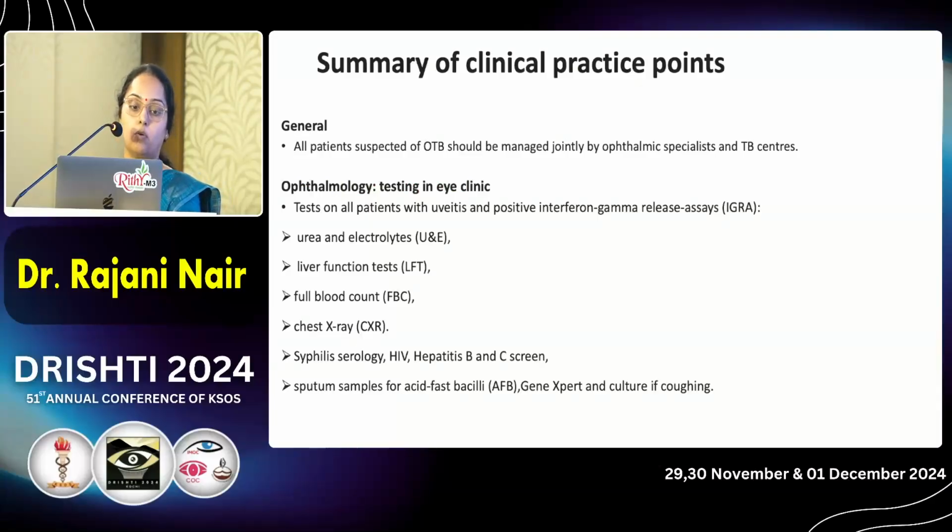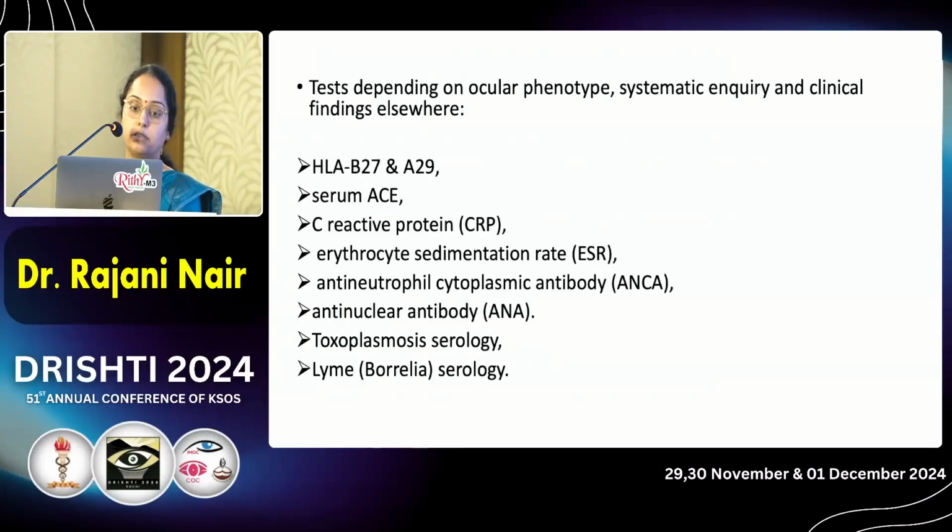In general, all patients suspected of ocular TB should be managed jointly by the ophthalmic specialists and the TB centers. In the ophthalmic clinic, when a patient with uveitis comes with a positive IGRA, the tests to be done include urea and electrolytes, liver function test, full blood count, chest X-ray, and syphilis serology, also screening for HIV, hepatitis B and C, and sputum samples. If there is a history of coughing, sputum samples for acid-fast bacilli and GeneXpert should be sent.